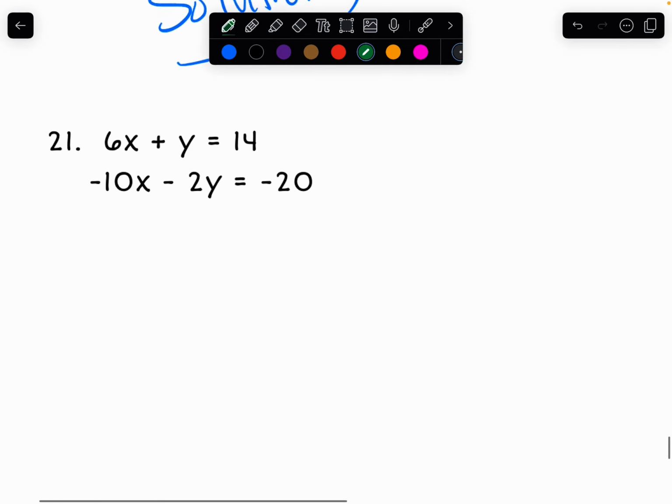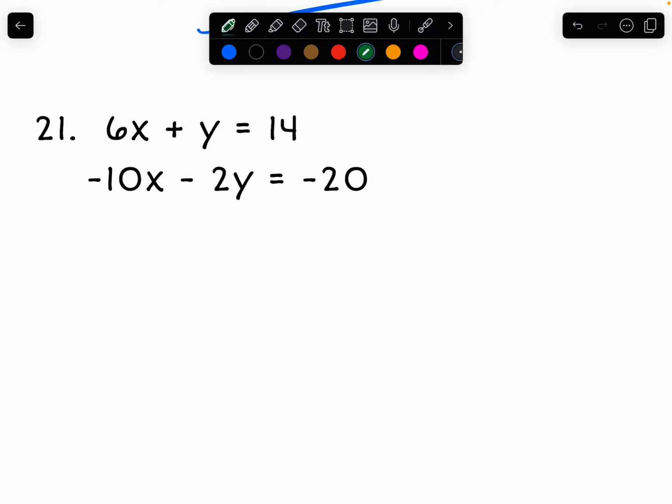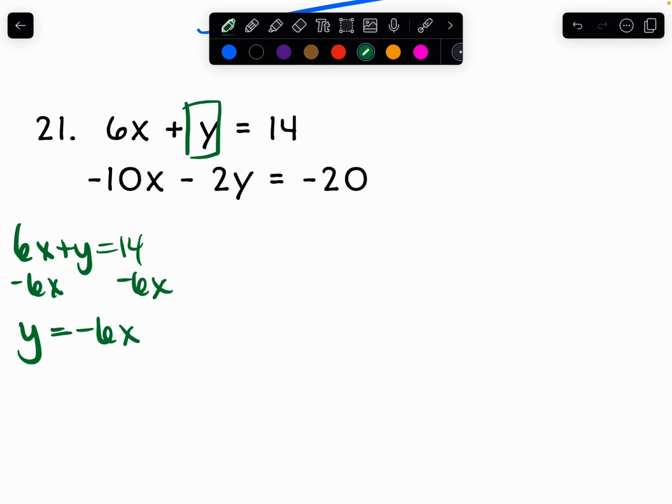Okay, so this one, I look at the two equations and I find the one that has a 1 for the coefficient. That is this one right here. So I'm going to solve for that first. I'm going to subtract 6x from both sides of the equal sign. I'm going to get y equals negative 6x plus 14. I'm going to take this right here, and I'm going to plug it in for that y that's right there.